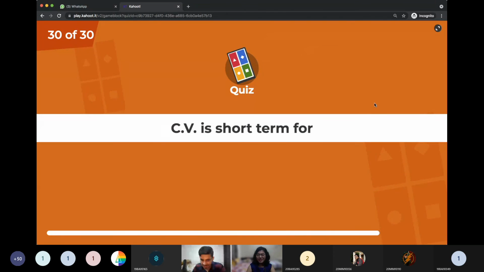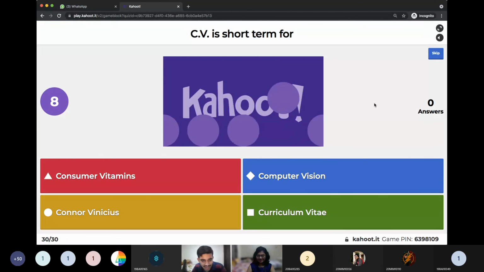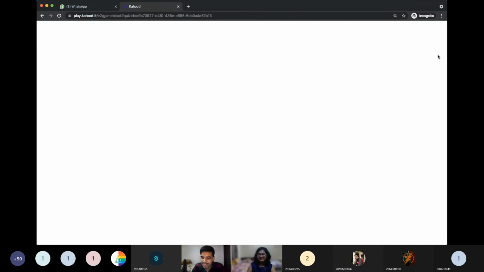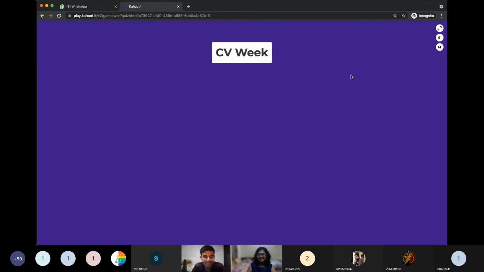CV is a short term for? Consumer vitamins, computer vision, curriculum vitae, corner Vinicius. It's a very obvious answer. Yes. We expect all to get it correct, thank God, because this was the name of our event and it would have been very undermining if anyone got it wrong.